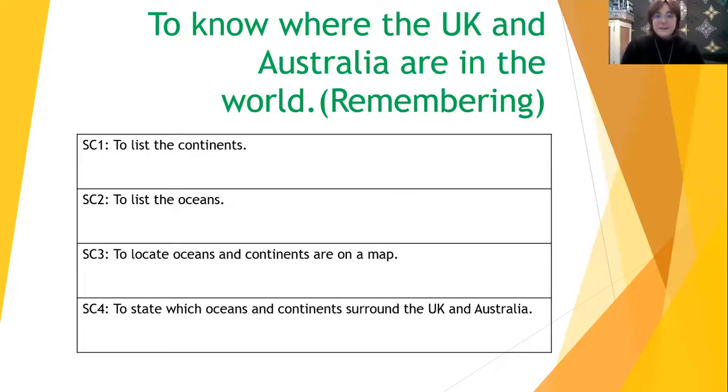So, our learning objective for today is to know where the UK and Australia are in the world. So, first, we need to be able to list the continents. We need to know what they are. Then we need to be able to list the oceans. We need to be able to find out where they are on a map. And finally, we need to be able to state where Australia and the UK are in those oceans and continents.